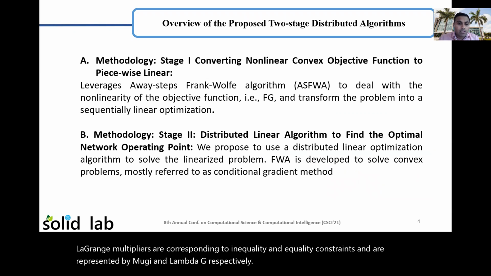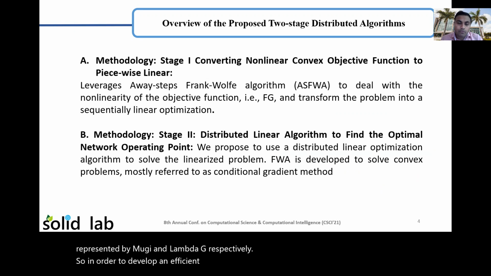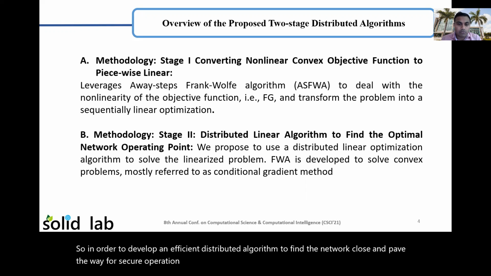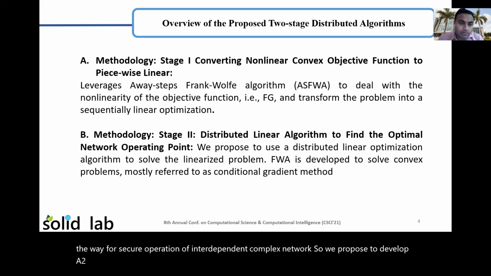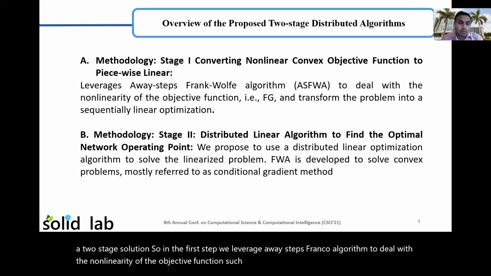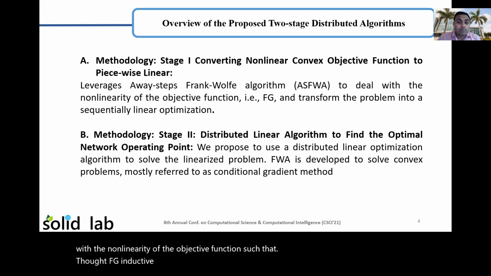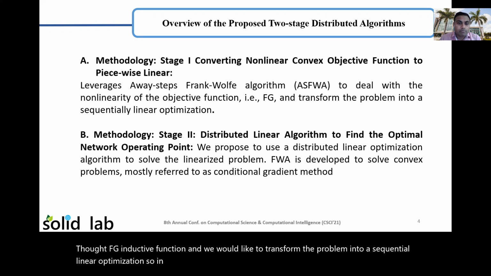So in order to develop an efficient distributed algorithm to find the network flows and pave the way for secure operation of interdependent complex networks, we propose to develop a two-stage solution. In the first step, we leverage the away-step Frank-Wolfe algorithm to deal with the nonlinearity of the objective function F_G. We would like to transform the problem into a sequentially linear optimization. In the second stage, we propose to use a distributed linear optimization algorithm to solve the linearized problem.